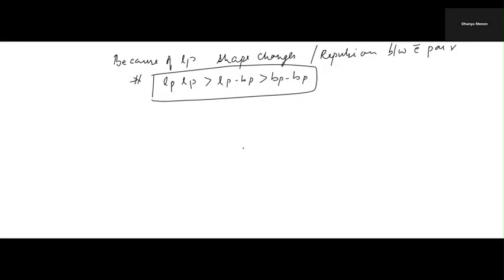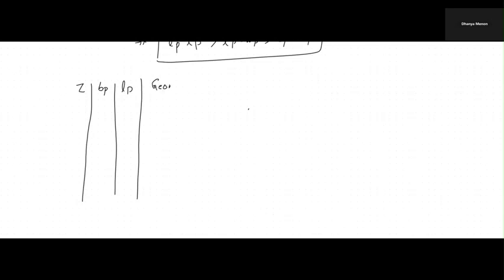Okay, students, now let's check out the geometry and shapes for some Z values. So I make a table here with Z value, bond pair, lone pair, geometry, then I have shape, and then hybridization.